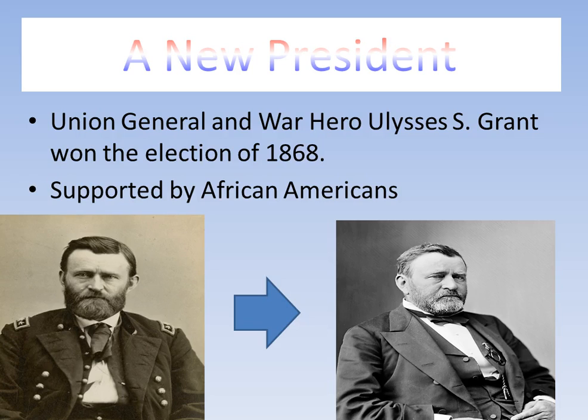And eventually a new president comes to the forefront after Johnson's term ends, and that is war hero Ulysses S. Grant. That guy that I showed you at the table earlier, over on the left there in his military gear, will eventually be wearing a suit in the Oval Office and wins election in 1868. And he is supported by African Americans largely, and so Ulysses S. Grant takes control as president.